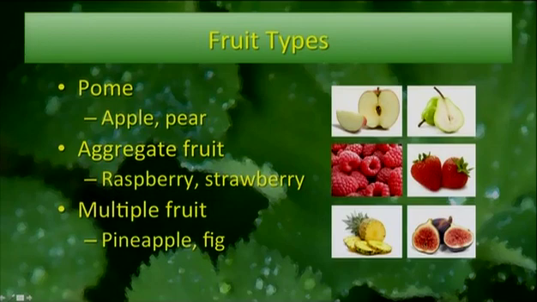Another example of a multiple fruit is noni. Another example of a multiple fruit is ulu, or breadfruit. Another example of a multiple fruit is the hala, the female hala flowers that mature into fruits. That's called a syncarp.